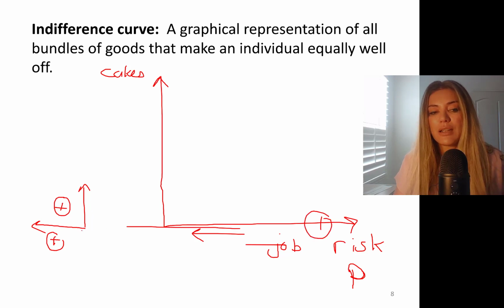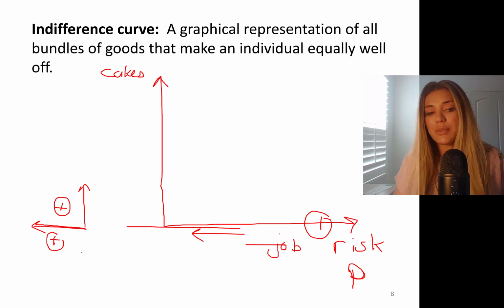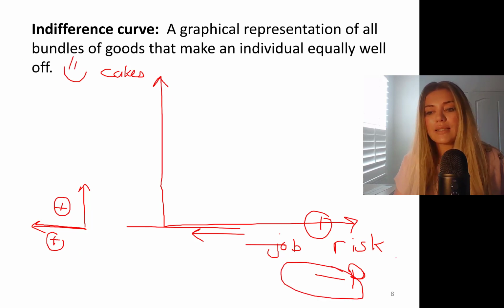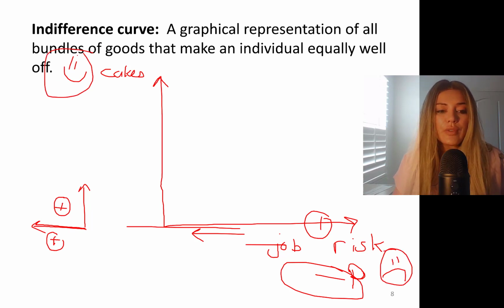Whatever unit that is, because it's a negative thing, right? This is a negative thing. This is a positive thing. I will want more cakes. I want less job risk. Okay, this is a better way of showing this. So I am going to move this way.